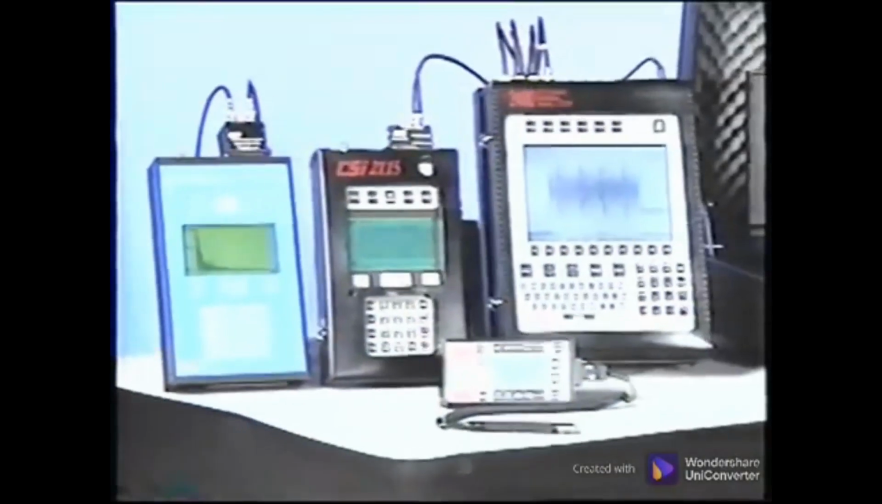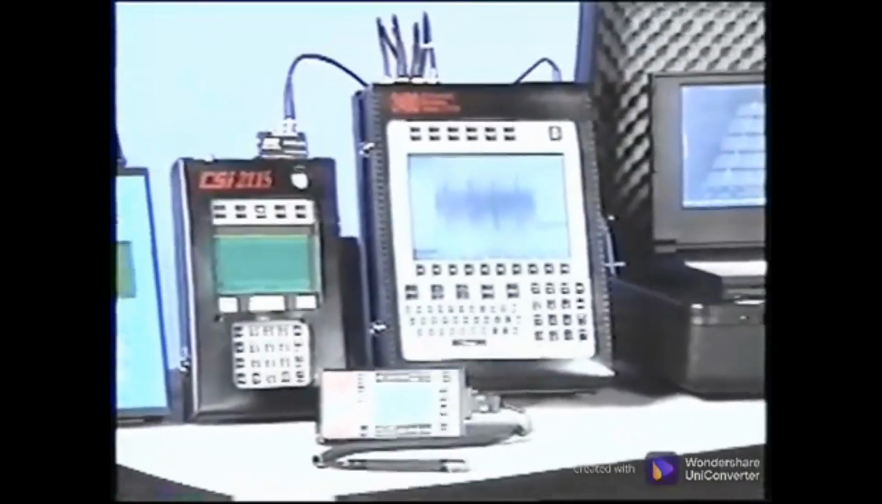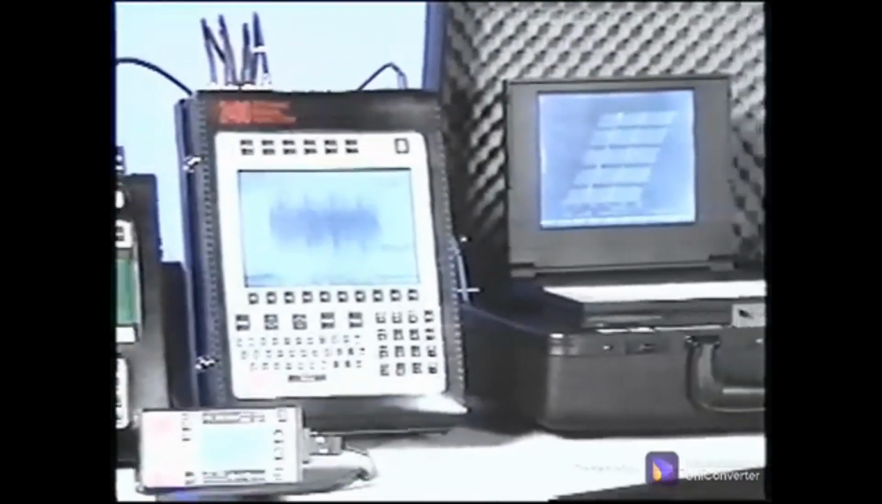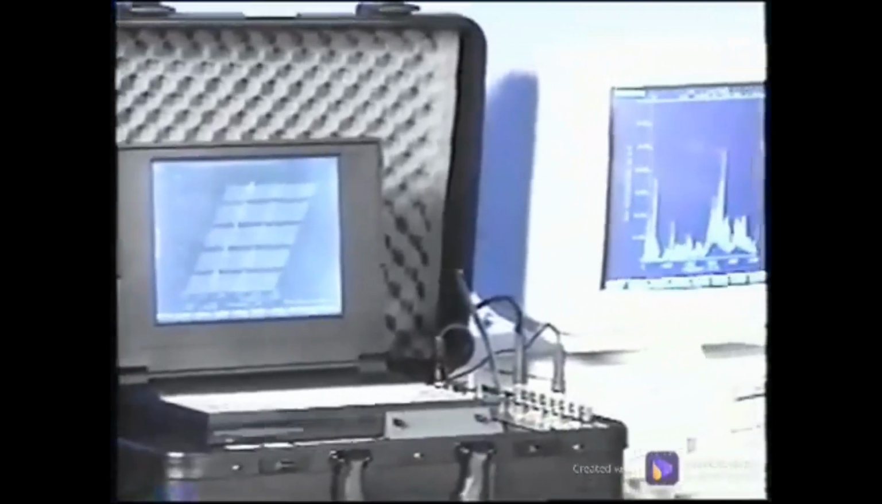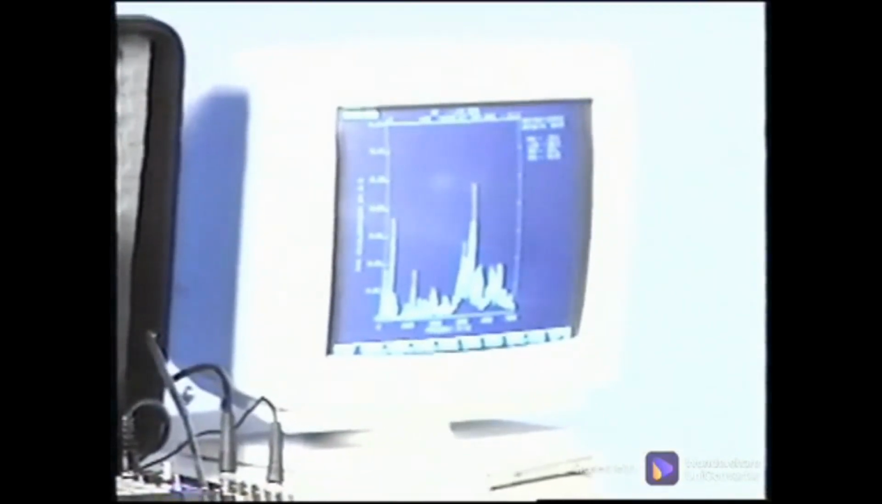Some analyzers store a maximum of 1024 points, while some have the capability to store more than 16,000 points for a waveform. For most routine analysis, 1024 points provide the information needed to make an accurate diagnosis.